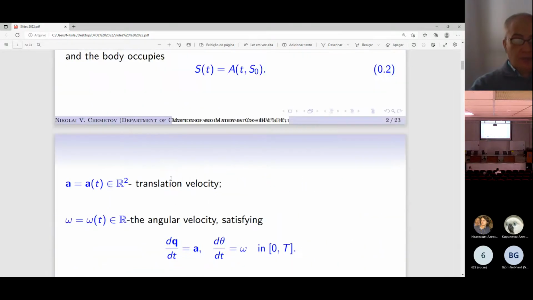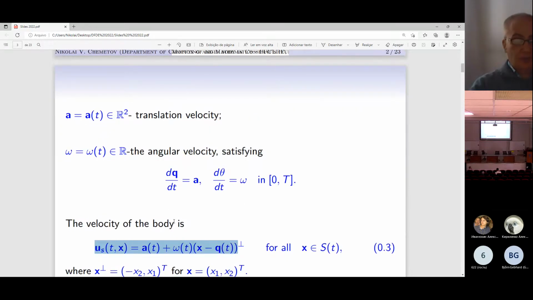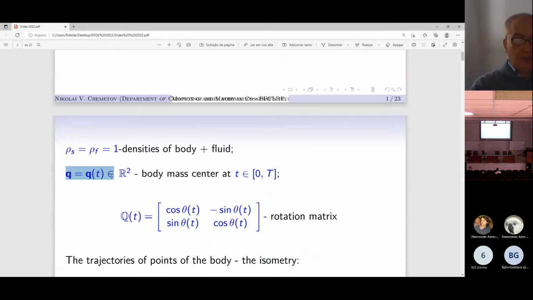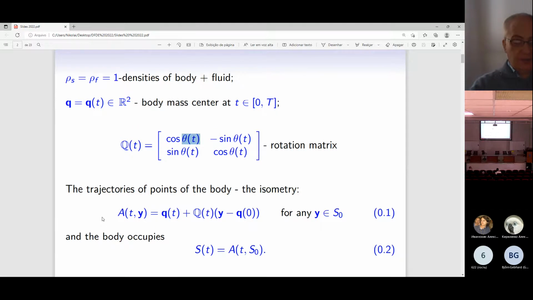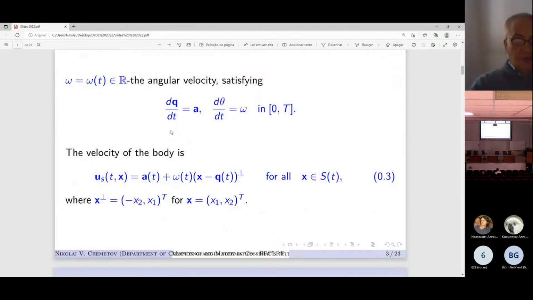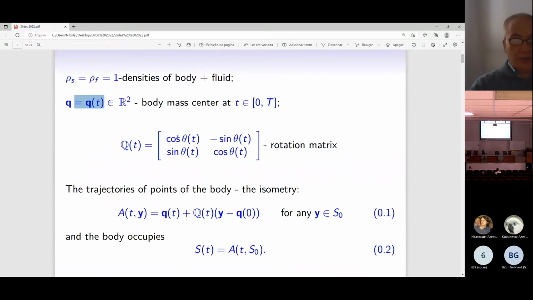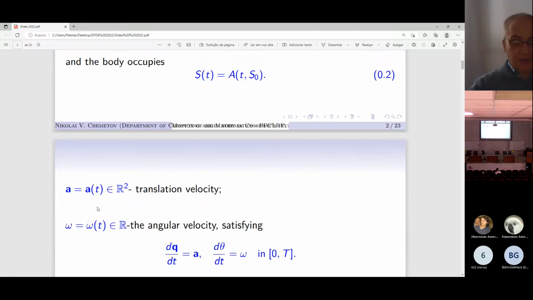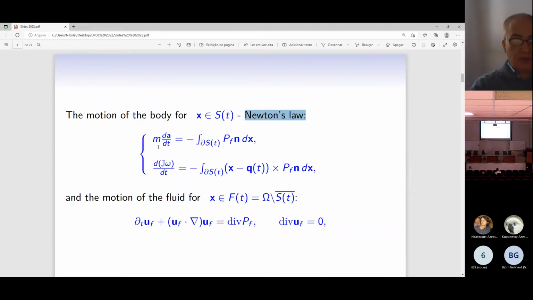Of course, from these calculations we understood that if we know the body's center of mass at each moment and the angle of rotation, we can define well the motion of the body. Of course, for these parameters h of t and theta of t, we have to define some law that describes these functions. The natural one is the law of Newton, which says that mass multiplied by acceleration is equal to all forces that influence the motion of our body.